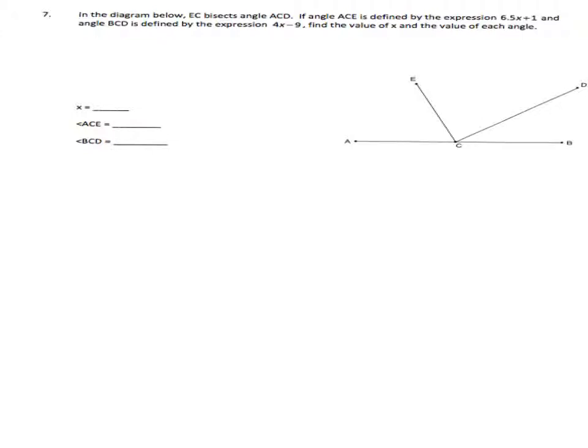Okay, so lots of things going on here. So I'm going to go back to the beginning. In the diagram below, EC bisects angle ACD. So I'm going to just highlight this. CE bisects angle ACD. Okay, now if you think about the word bisect, I want you to circle this and draw an arrow because we're going to define it.